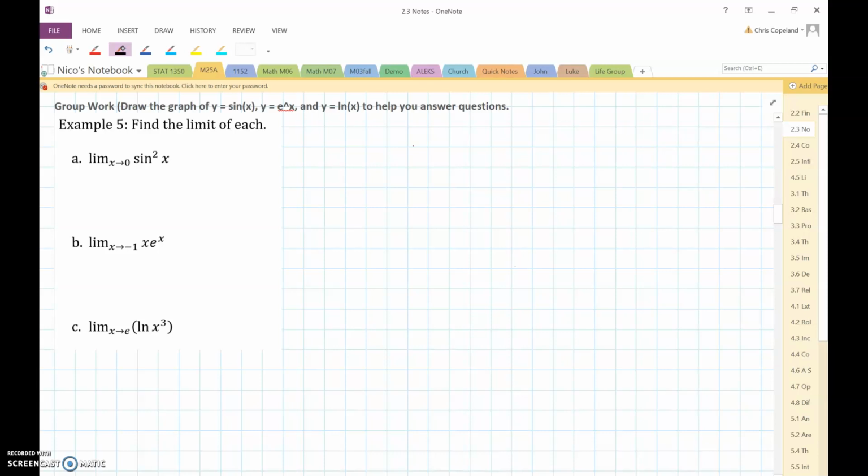Example 5, find the limit of each. So we're going to draw the graph of y equals sine of x, y equals e to the x, and y equals the natural log of x to help answer these questions.